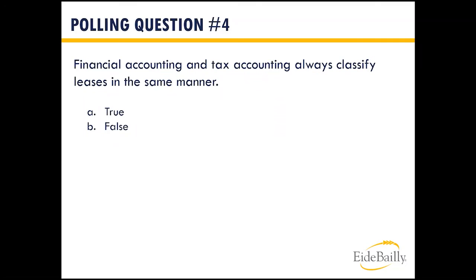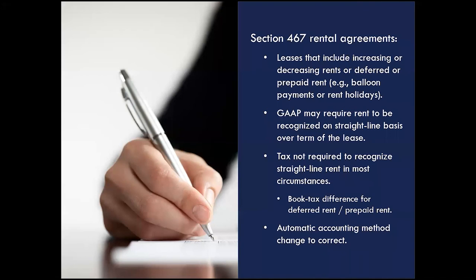For tax purposes, that can be the correct answer, but is generally not. There are very limited circumstances where we are required to straight line that rent over the term of the lease. Instead, we are typically following the payment schedule, and so we will see book tax differences for the amount of rent that is accrued each year between the straight line rent and what is actually shown in the lease agreements. That is also an automatic accounting method change.